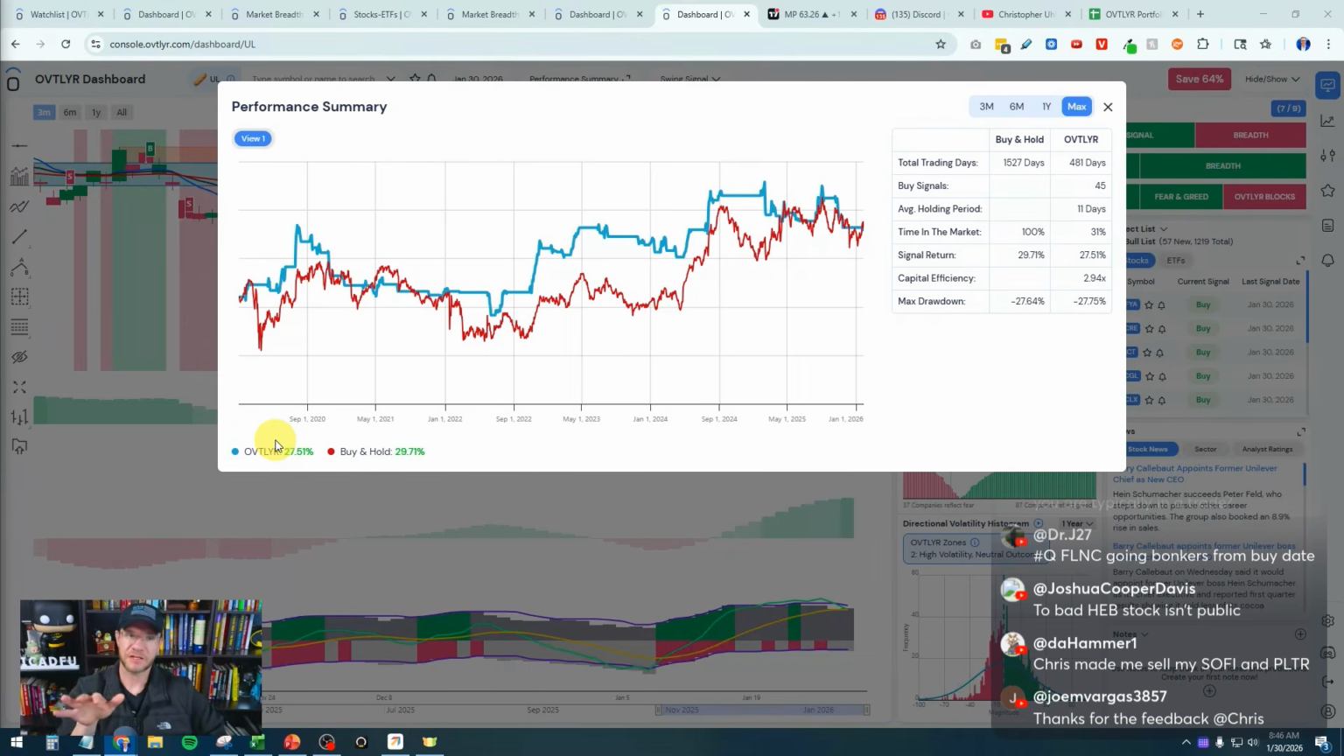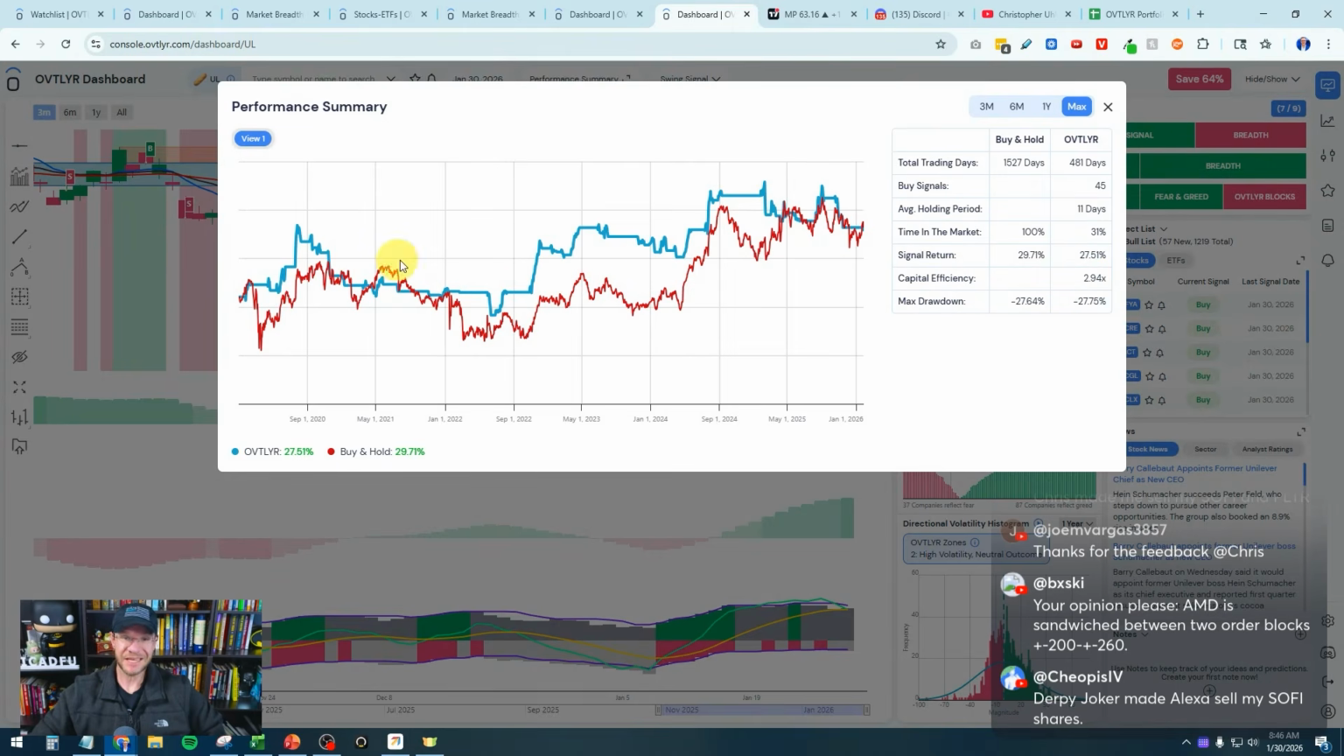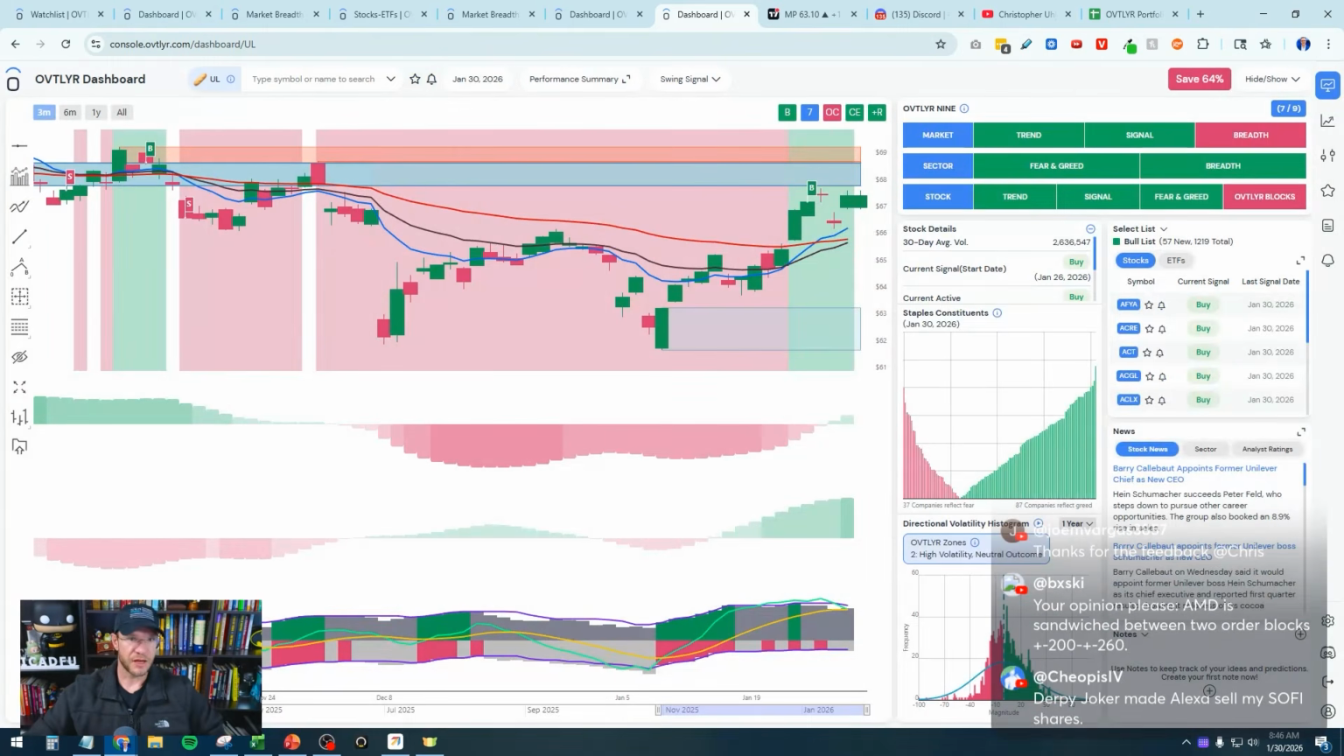There's a big difference between saying this stock's up 29%, therefore it's so much better than outlier buy and hold. Keep in mind the capital efficiency. On a daily basis, you're making 3 times more dollars. And that's because you're not in it 100% of the time. You're in it 31% of the time because you have buy and sell signals that are showing a positive expectancy. So that's my answer to that.